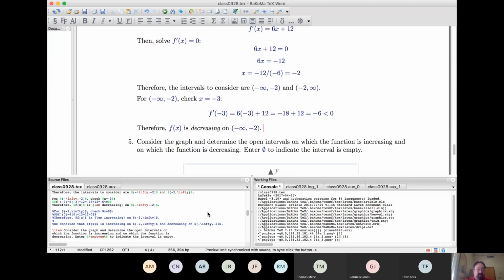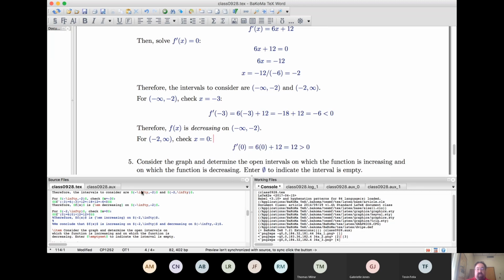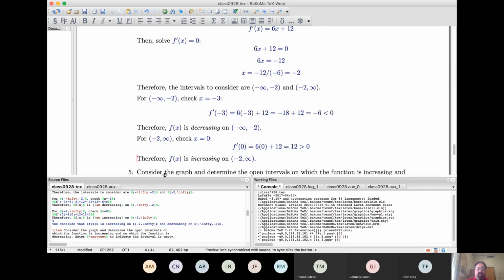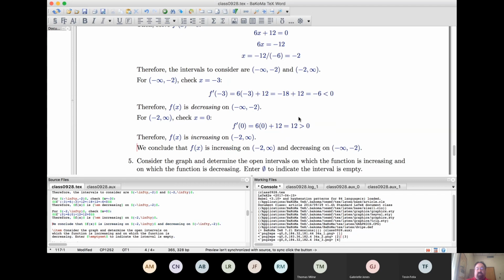And then for this interval from -2 to infinity, 0 falls in this interval, so I'll go ahead and substitute it in. And we get a positive result. So the function is increasing on this interval. So the final answer that you put in Hawks is increasing on -2 to infinity, decreasing on -infinity to -2.